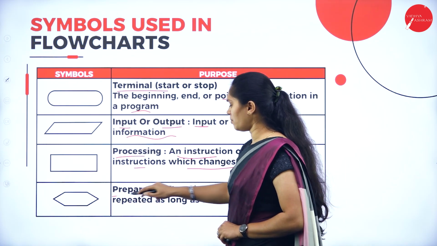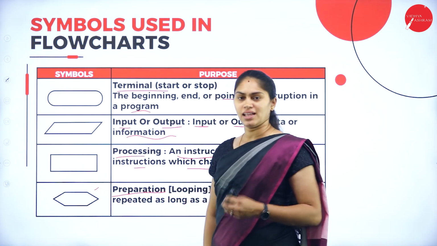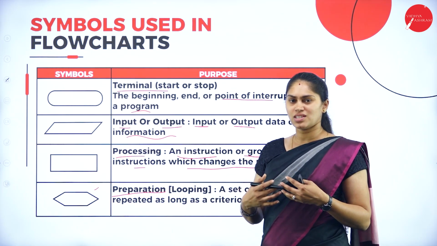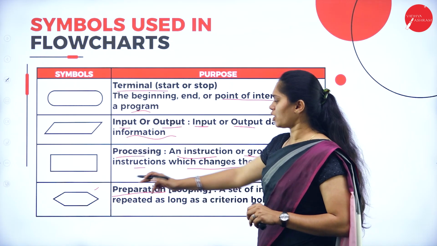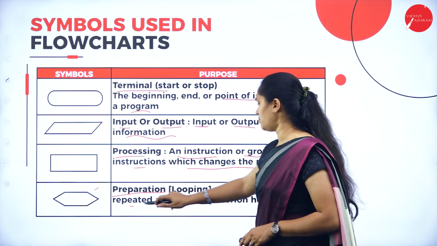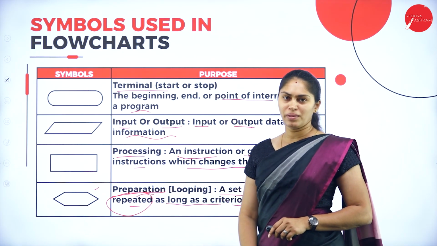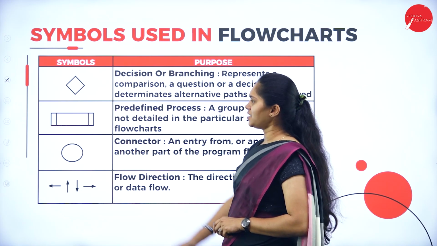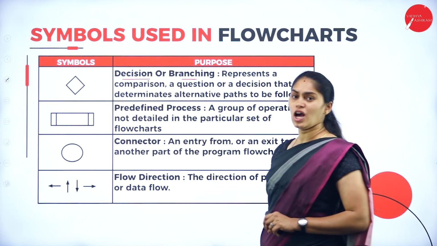Next we have preparation. We mainly use this hexagon for the purpose of looping. When we want to repeat a set of statements again and again until the condition becomes false, we use this looping symbol. A set of instructions that is repeated as long as the criterion holds. So in order to have a looping criterion in our program, we have to use this symbol. Next we have a rhombus, which is mainly for the purpose of decision making or branching.